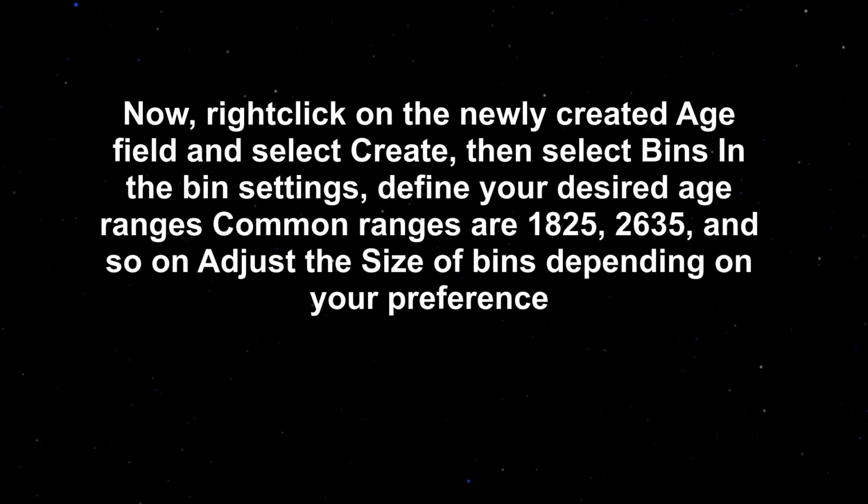Now, right-click on the newly created age field and select Create, then select Bins. In the bin settings, define your desired age ranges. Common ranges are 18-25, 26-35, and so on. Adjust the size of bins depending on your preference.